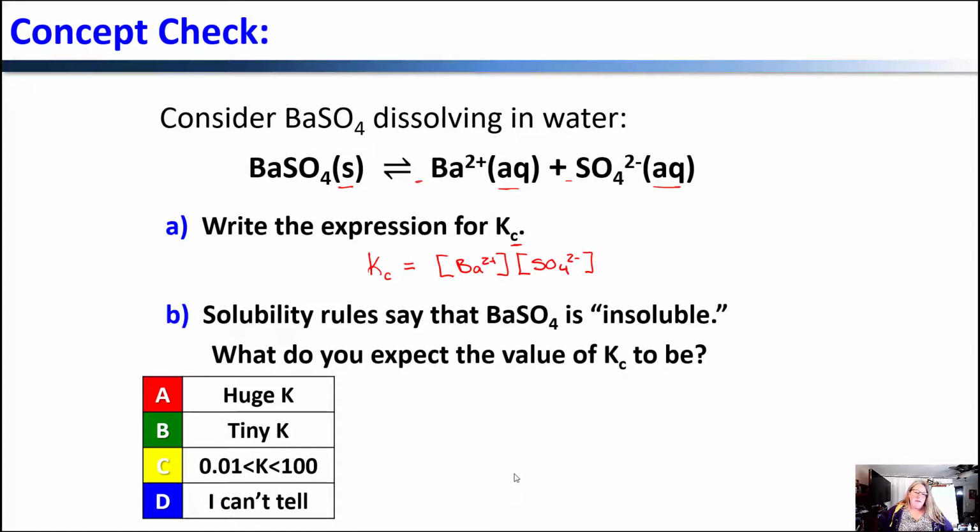Okay, so let's see. If it's insoluble, then that means that we're only producing a small amount. And if we look at this expression, just math-wise, if I'm only going to produce a small amount of my products, then that means my K is going to be small. And if I'm insoluble, then I'm expecting K to be really small, because I'm only going to get a teeny tiny amount of those barium and sulfate ions into solution when I put the solid barium sulfate in there.